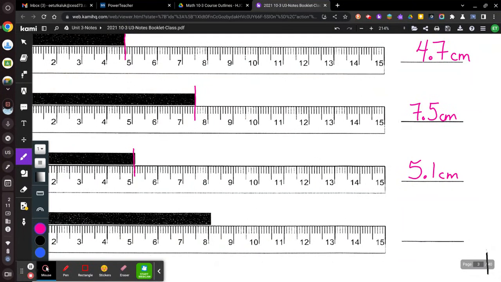The next one, same idea. It's 1 notch past the 8. So he'll be an 8.1 centimeter. Turn your page.